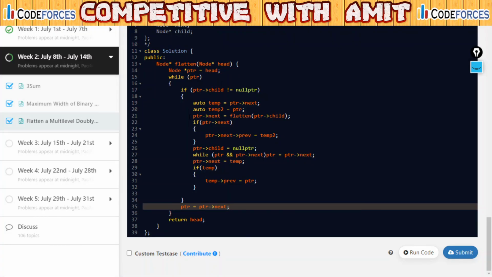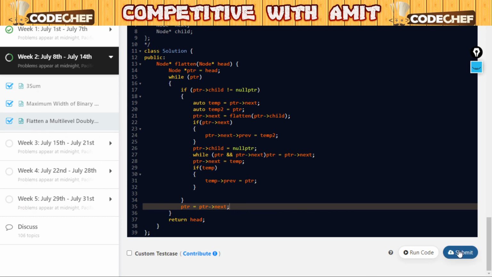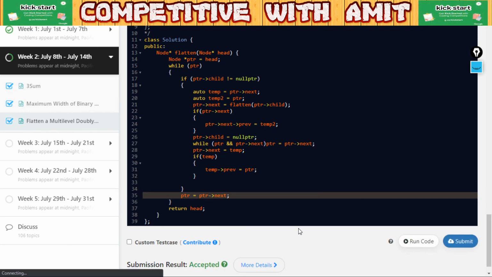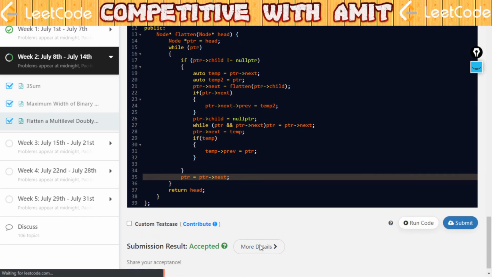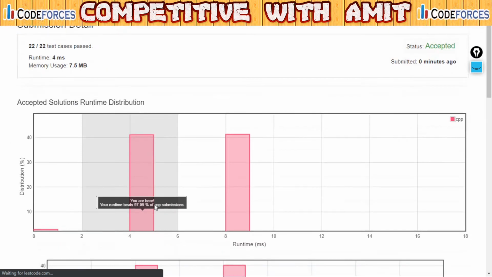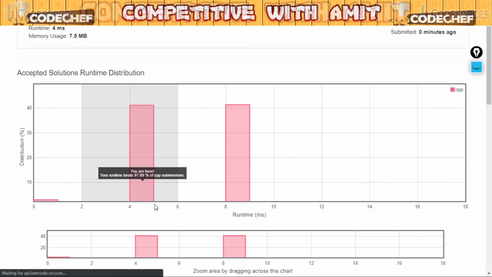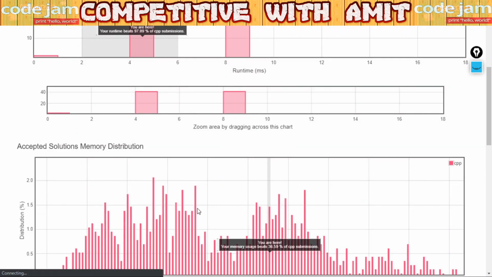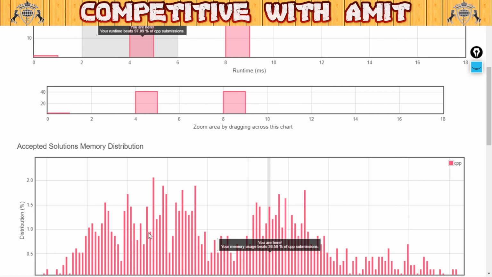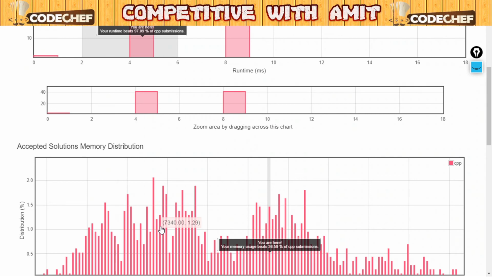So this is the code for the question. Now if we submit the solution, we got the correct answer. And if we see more details, it is faster than 97.09% of the C++ submissions. So it is fast, and memory usage is not that good because I am using too many pointers and recursion is also used. That's why the memory is not that efficient. So this is the solution for the question of the 10th July LeetCode challenge.